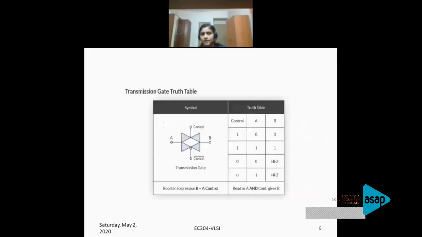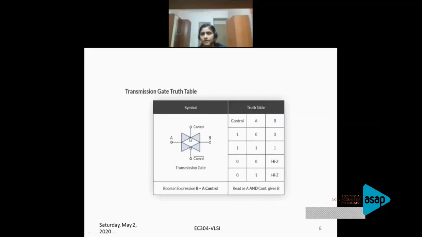We have just drawn the transmission gate truth table. This is the symbol of the transmission gate. One thing you always have to remember is that wherever you have a bubble, that is an indication of a PMOS gate. Don't confuse the bubble with the nodes. Here is where your bubble is, so this is the gate of your PMOS, and the opposite side will be the gate of your NMOS.